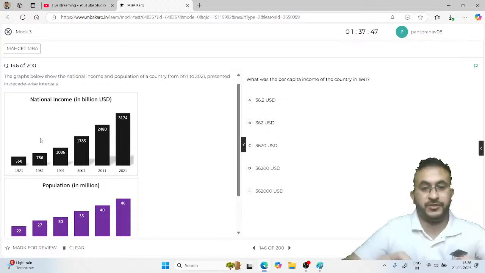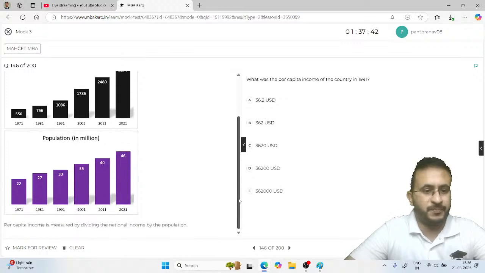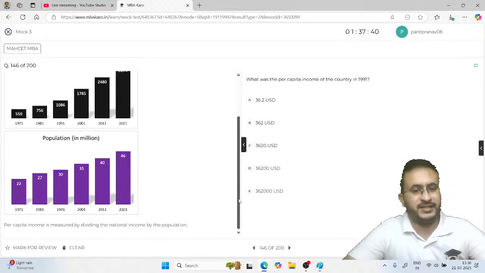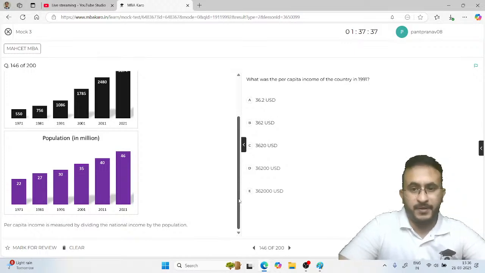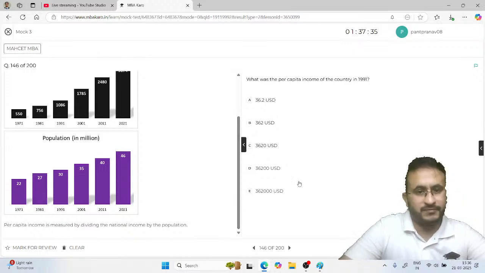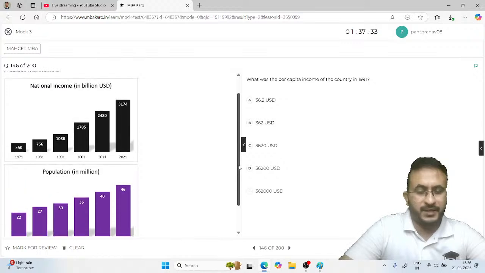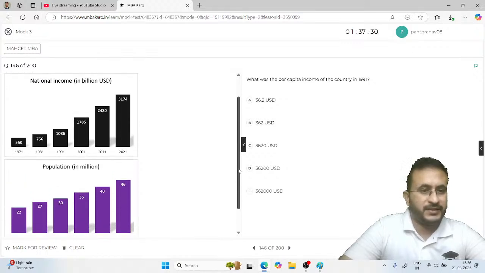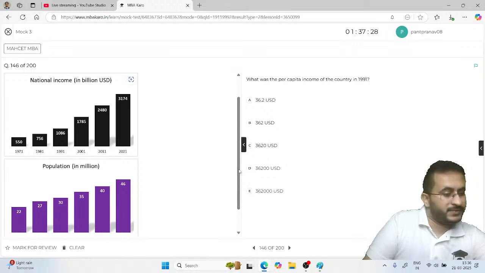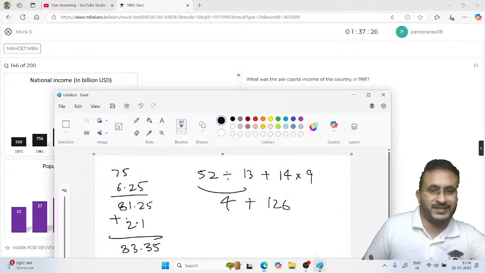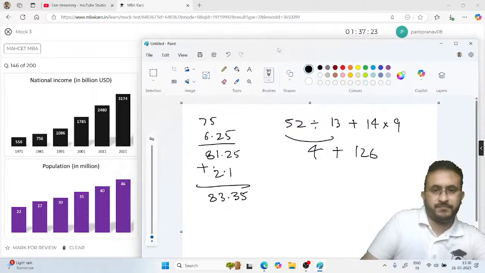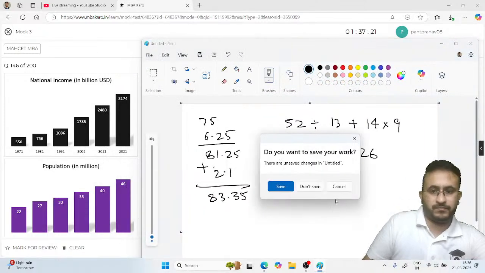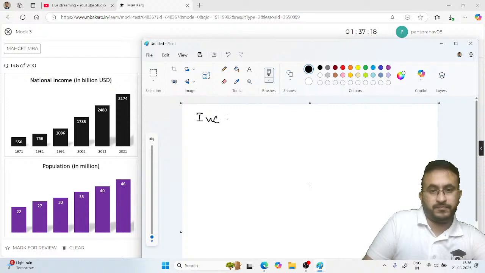National income and population of a country. So 5 years they have given national income and population. So per capita income is dividing the national income by the population. Per capita income in 1991, right? Now see this thing. अब इसमें ये देखना है basically कि this is in billion. The national income is in billions. And population is in millions.